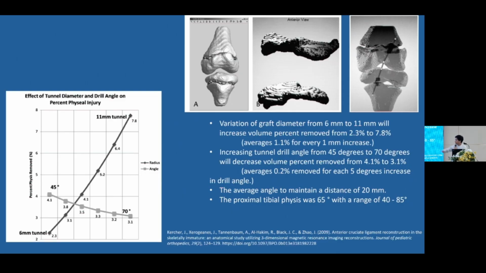You can see in the graph here, variation of graft diameter from 6 to 11 will increase volume percent removed from 2.3% to 7.8%, and increasing the tunnel drill angle from 45 degrees to 70 degrees will decrease volume percentage removed from 4.1% to 3.1%, as the graph shows.